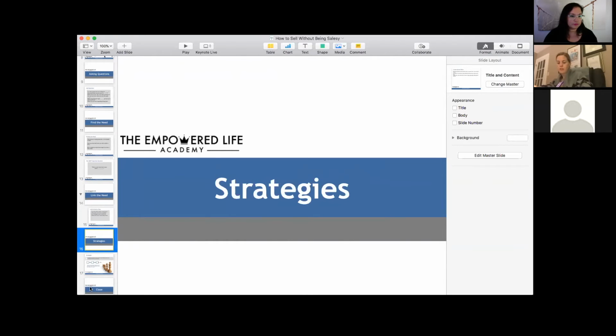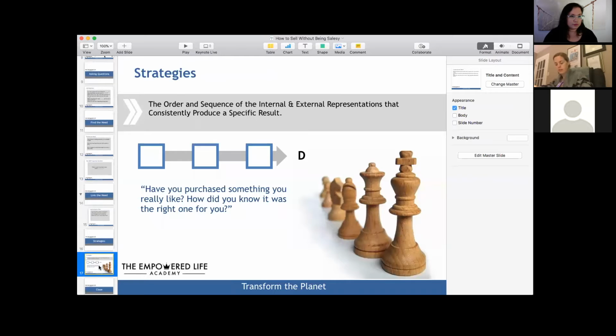Strategies. So a strategy is the order and sequence of the internal and external representations that consistently produce a specific result, meaning they do it this way every single time and get the same result. And the way you elicit someone's strategy is you say, have you ever purchased something you really like? How did you know it was the right one for you? And then you listen to the words they say.